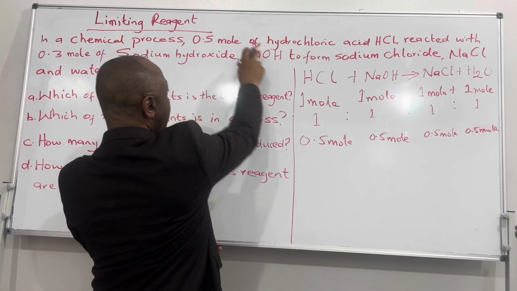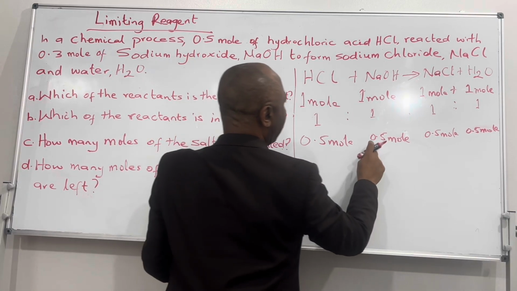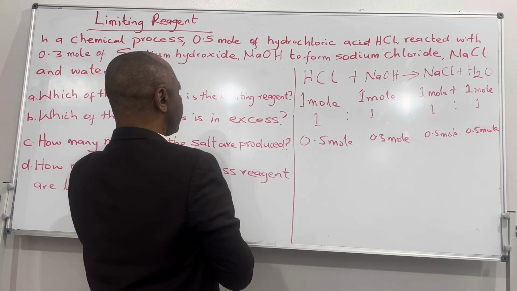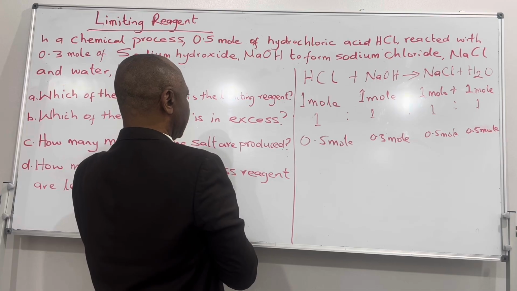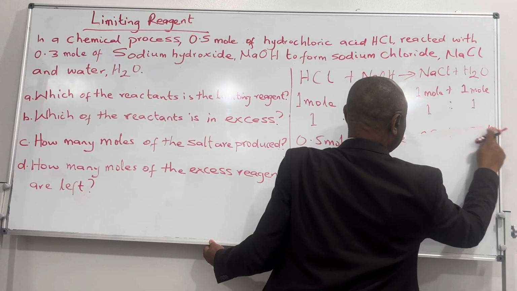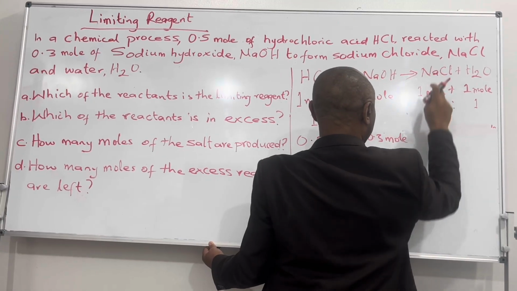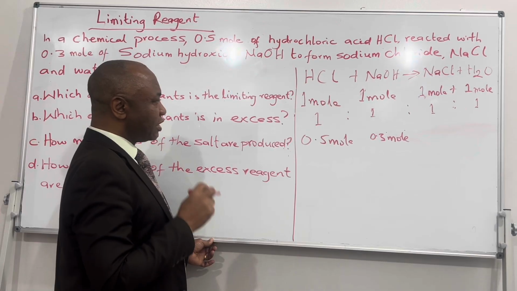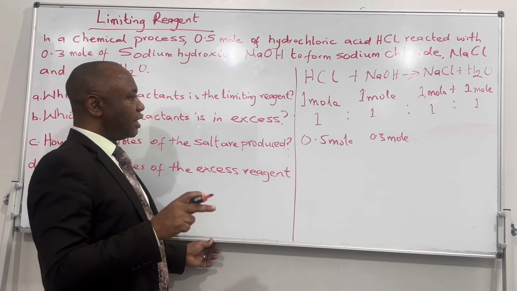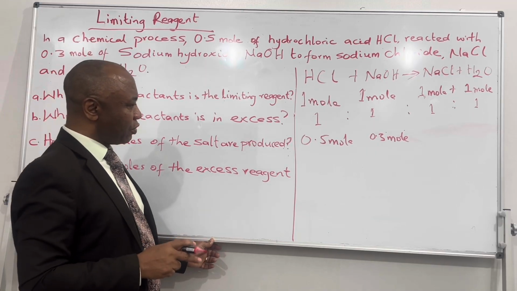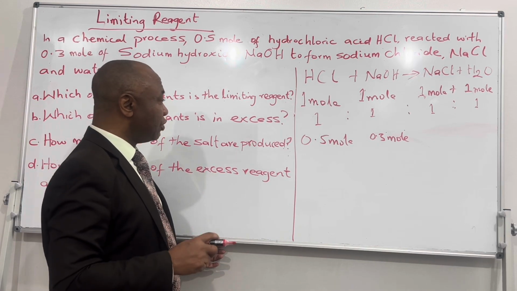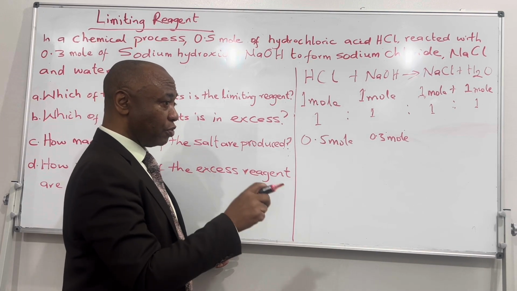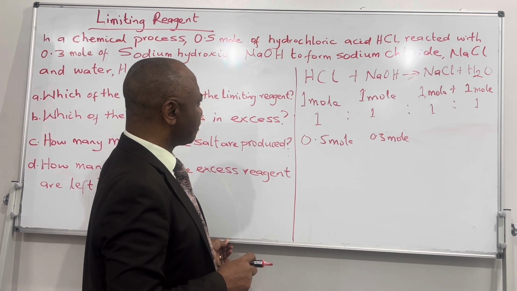We were given 0.5 mole hydrochloric acid and 0.3 mole of sodium hydroxide. Then we need to determine the number of moles of sodium chloride, because sodium chloride is of interest here. We said that limiting reagent is the reactant that is first used up in a chemical process. Limiting reagent is also the reactant that has the least number of moles involved in a chemical process.